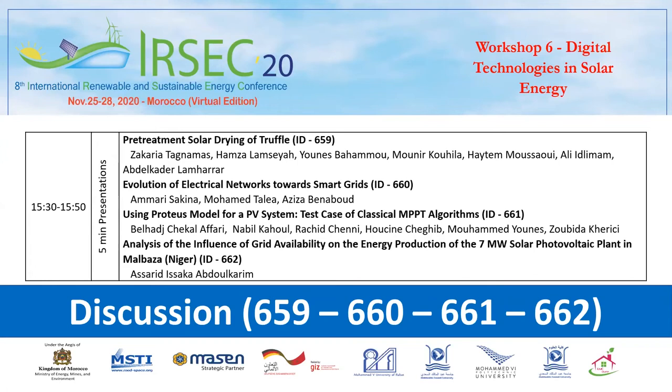The connection is not good here. My question is not a question, but a recommendation. I wonder if it is possible to use machine learning in order to analyze and estimate the influence of grid availability on the energy production of your system, which is a 7 megawatt solar photovoltaic plant.